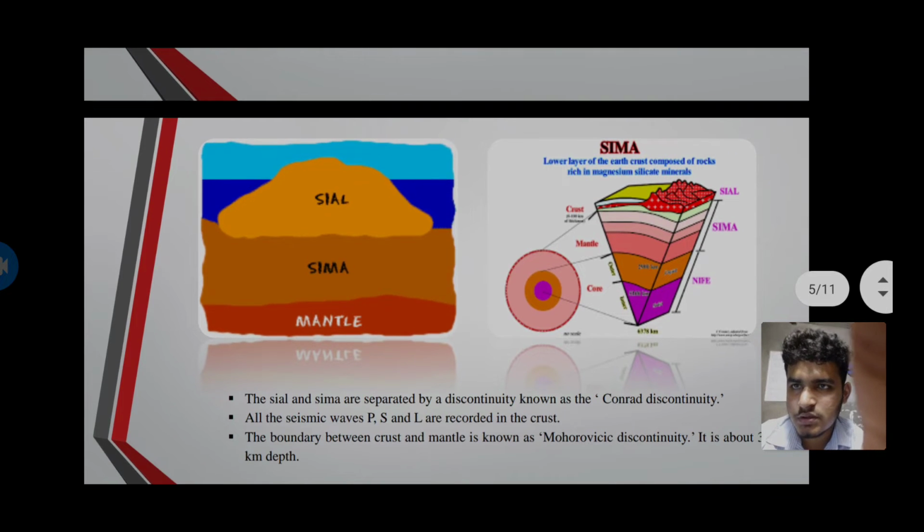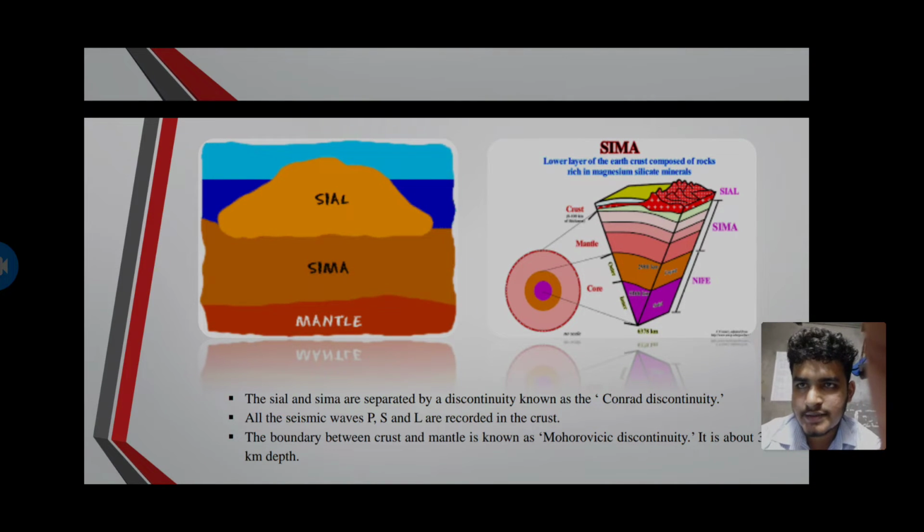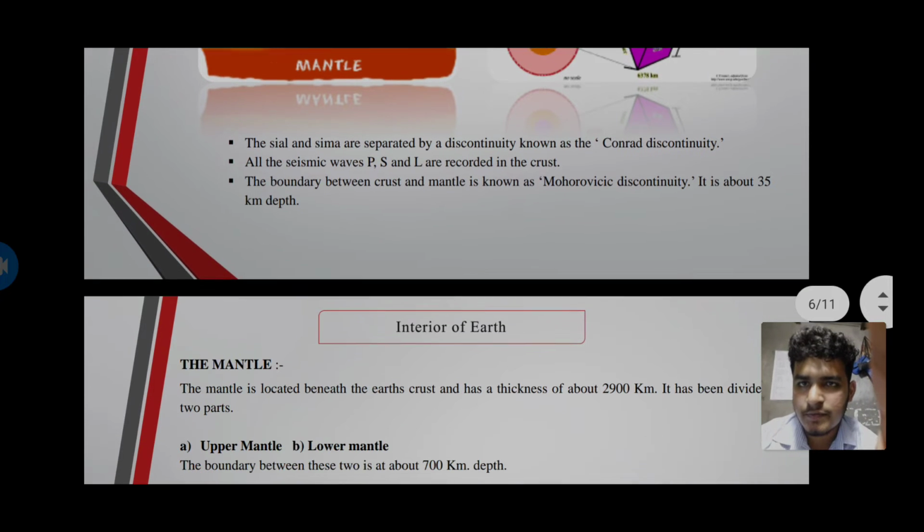The next figure shows the layers of the crust. First is the SIAL, second is the SIMA. This is the important layer of the crust, and the third layer is the mantle. The SIAL and SIMA are separated by the discontinuity known as the Conrad discontinuity. All the seismic waves P, S and L are recorded in the crust. The boundary between the crust and the mantle is also known as the Mohorovicic discontinuity. It is about 35 to 38 km depth.